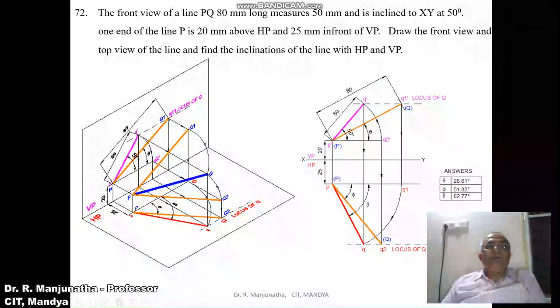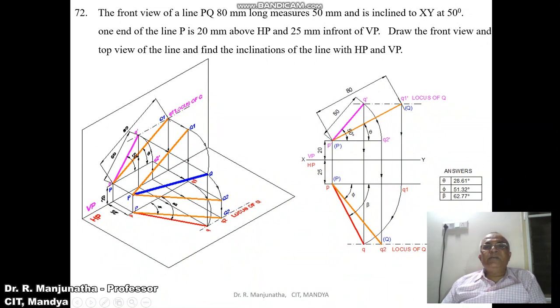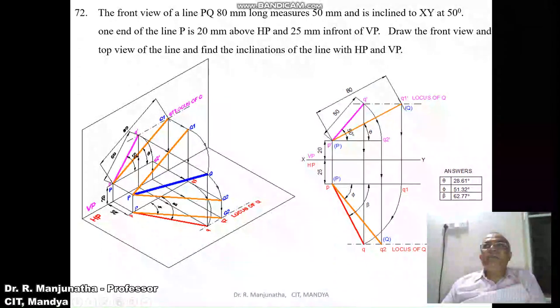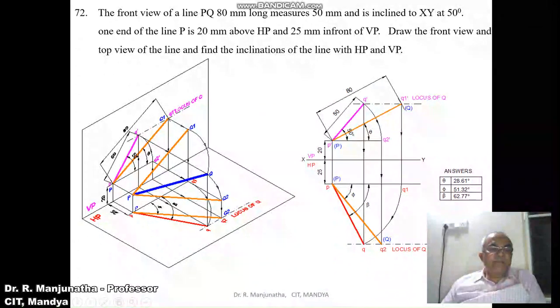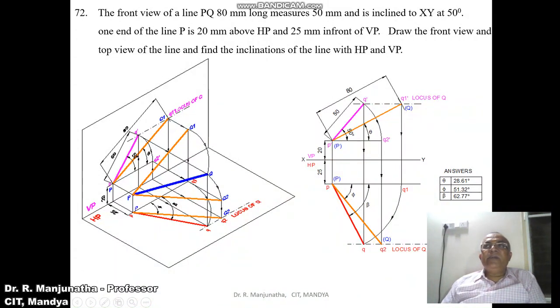So as we know, the front view of a line PQ, 80 mm long, measures 50 mm and is inclined to the XY line at 50 degrees. First, P is 20 mm above HP and 25 mm in front of VP. When you look from the front view, we can see the distance above HP. That distance is seen in the vertical plane, and you mark this point as P dash. And then 25 mm in front of VP: the distance in front of VP is seen in the HP. So we mark this point as P.